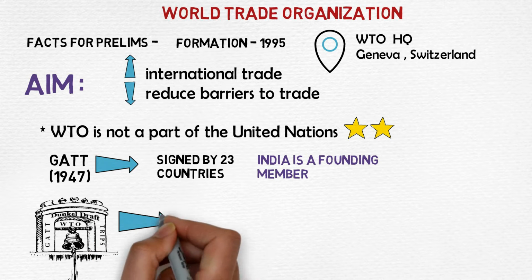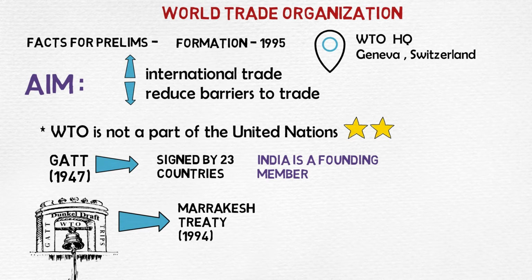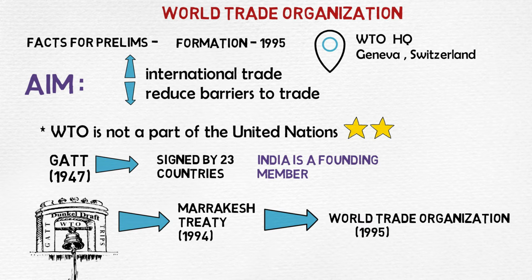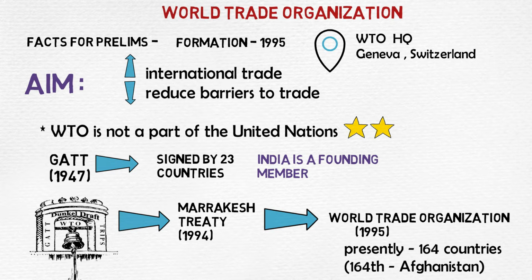The Dunkel Draft under GATT gave rise to the Marrakesh Treaty, which in turn paved the way for the establishment of World Trade Organization. Presently, there are 164 members in the WTO. The last country added was Afghanistan in 2016.